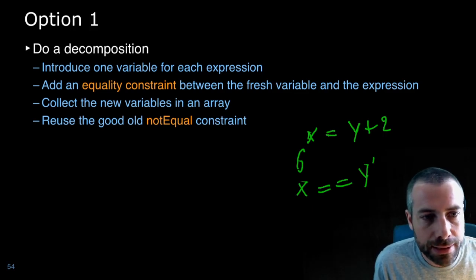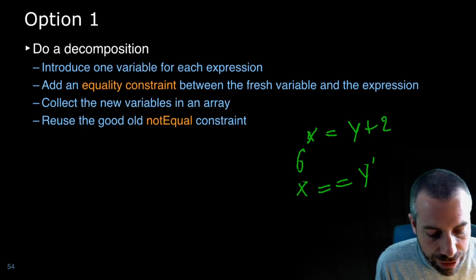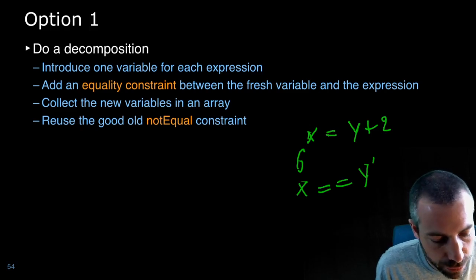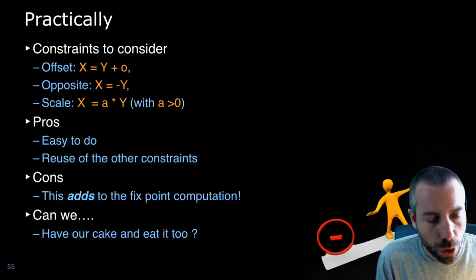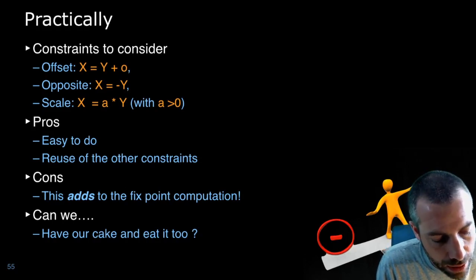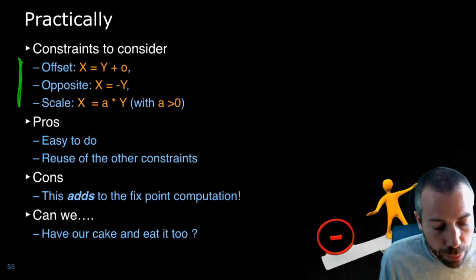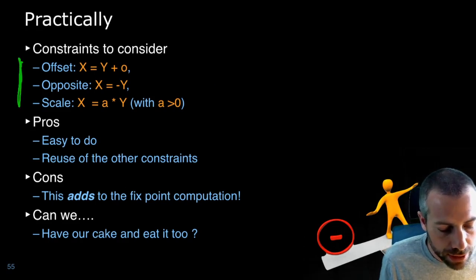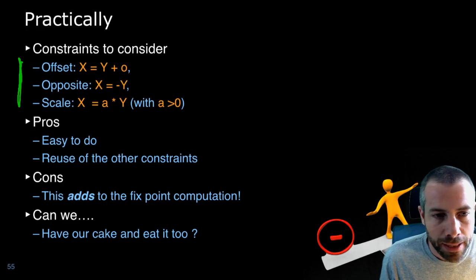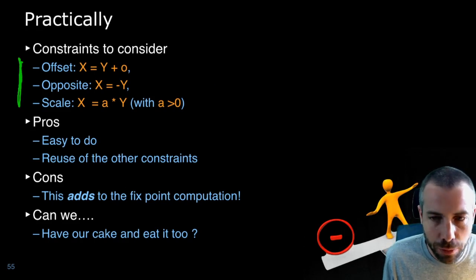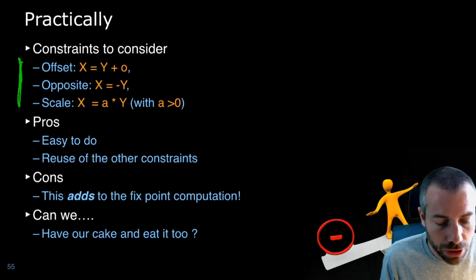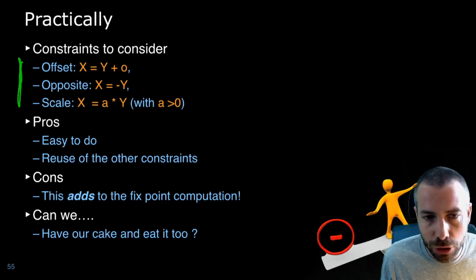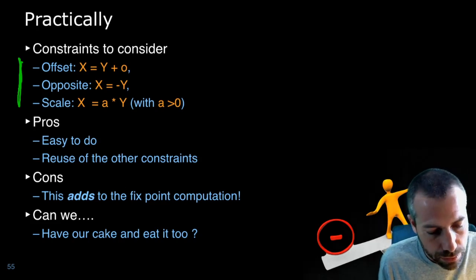The problem is that we will have many different types of constraints if we do that, and it will also be heavier for the fixed point computation, because all these little constraints will need to be propagated in the fixed point computation. So this is always a trade-off. The question is, can we have the best of the two? So have the flexibility of this solution, but also without making the fixed point computation heavier to compute.